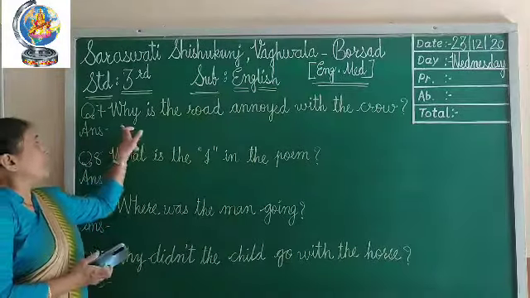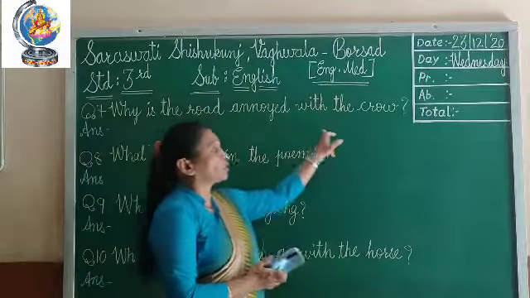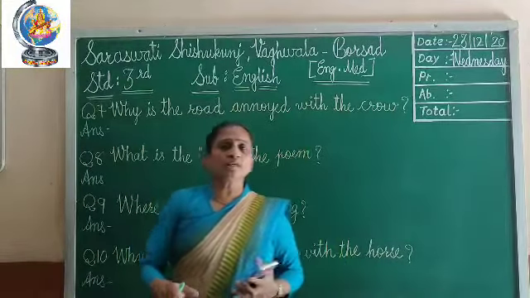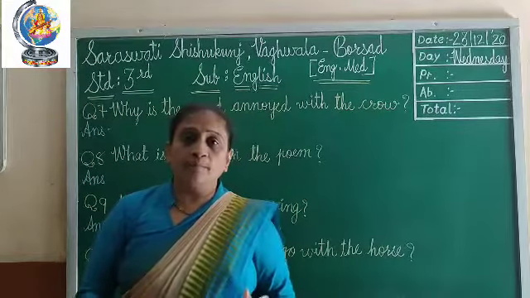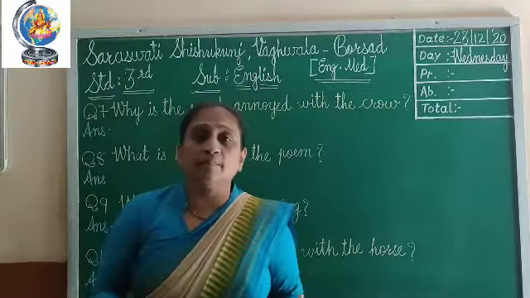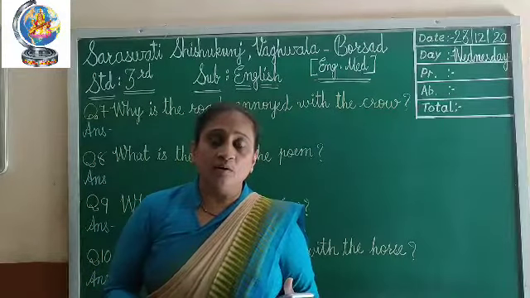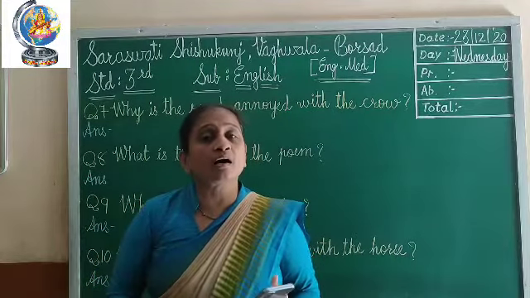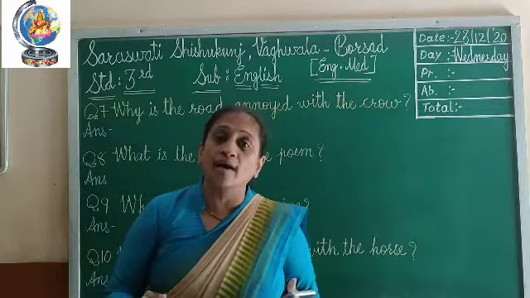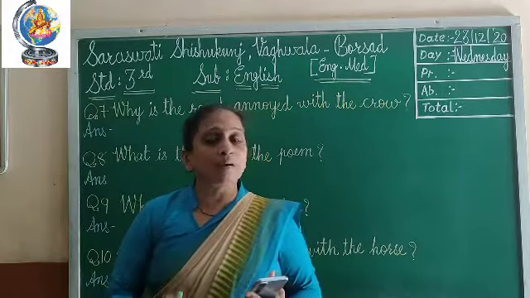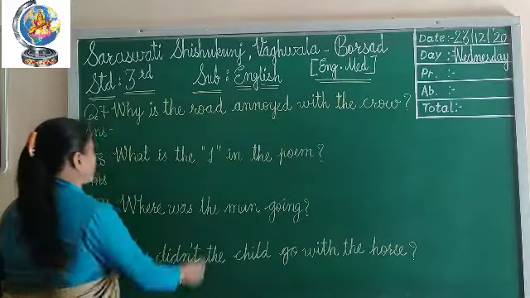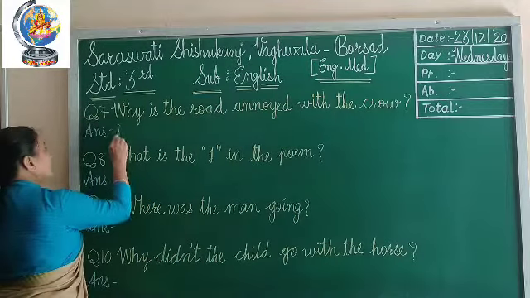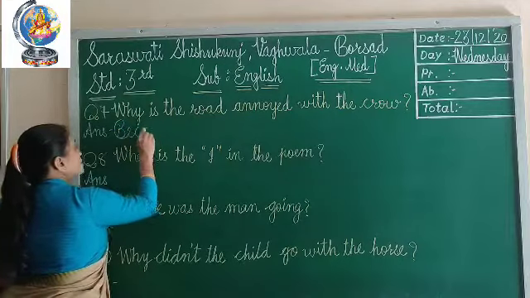Seven number children, why is the road annoyed with the crow? So the crow is pushing the road, right? He's annoying. Wake up, wake up. So already the road is awake. But the crow is again and again speaking, wake up, wake up. So now the road becomes angry, and he's giving back an answer to the crow. So we will write the direct answer from because.